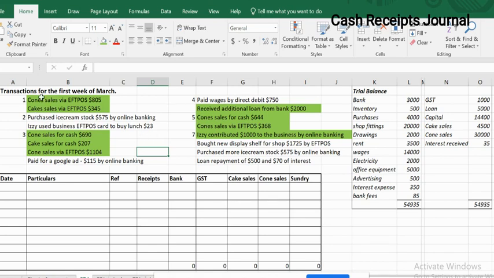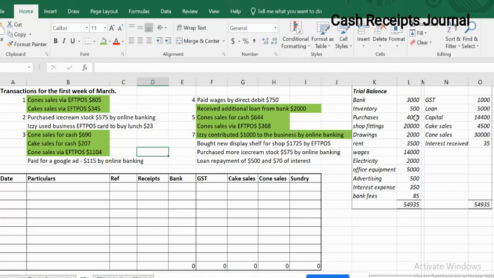Just anything that says sales will normally be a cash receipt. If it says the word received, that will normally be a cash receipt. When the owner, who is Izzy, because it's Izzy's Ice Cream Parlour, contributes cash to the business, that's going to be a cash receipt as well. So those are the words to look out for, things like sales, received, contributed, those types of things that give you hints. The idea is thinking, is it going to increase the business's bank account?